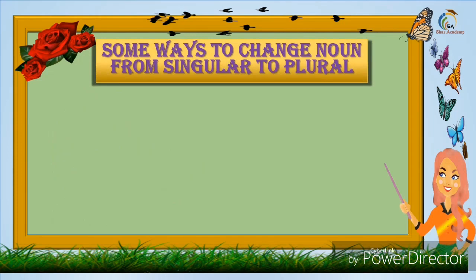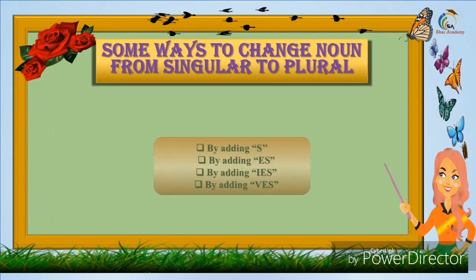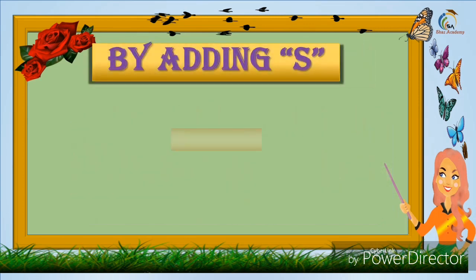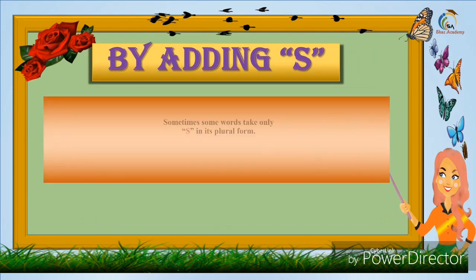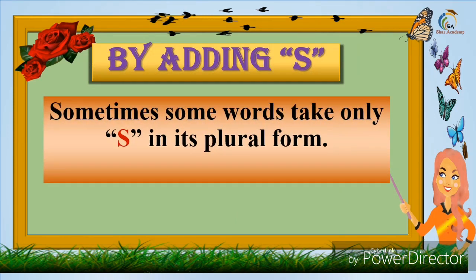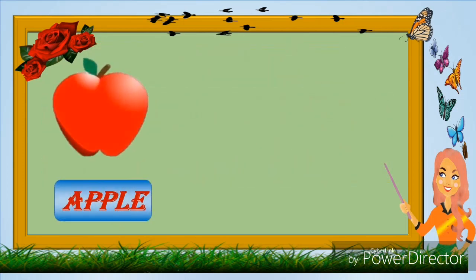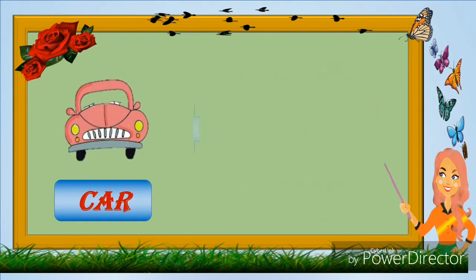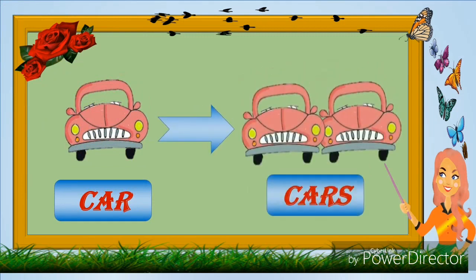Some ways to change noun from singular to plural: by adding s, by adding es, by adding ies, and by adding ves. By adding s. Sometimes some words take only s in its plural form. For example, apple, apples, car, cars.